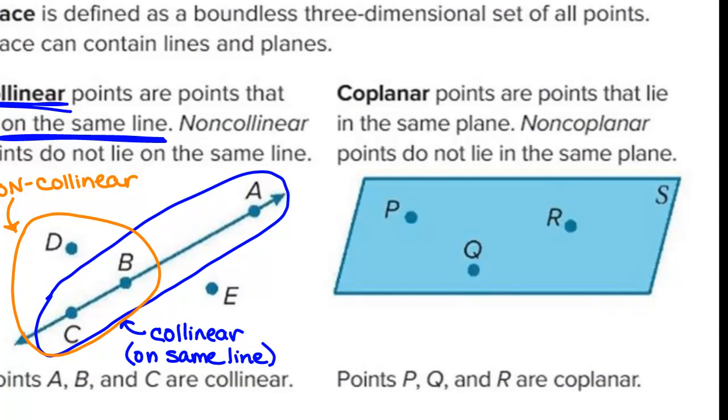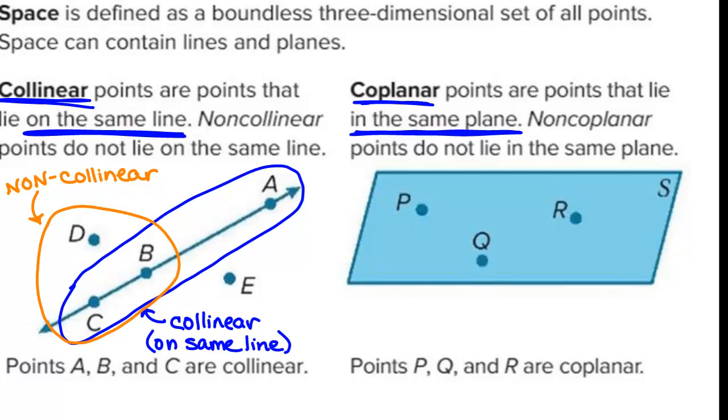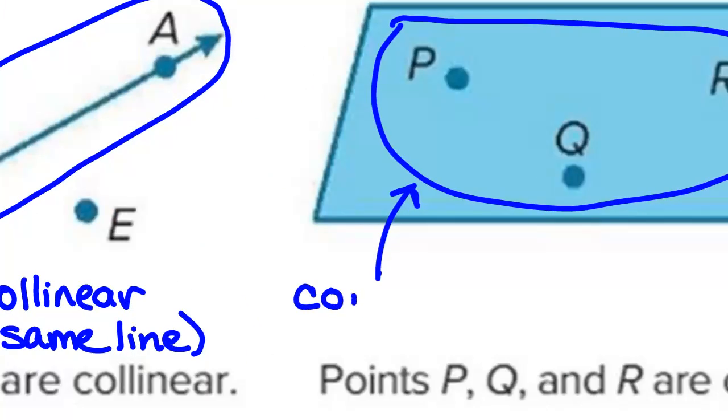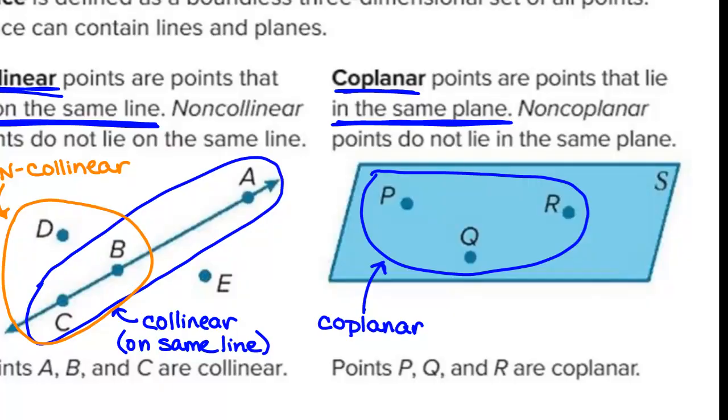And then similar to collinear and non-collinear, we have coplanar. These are points that are in the same plane together. So P, Q, and R are coplanar. And then we have non-coplanar. And I'm going to draw on this picture and add some more to it so that we can look at non-coplanar.